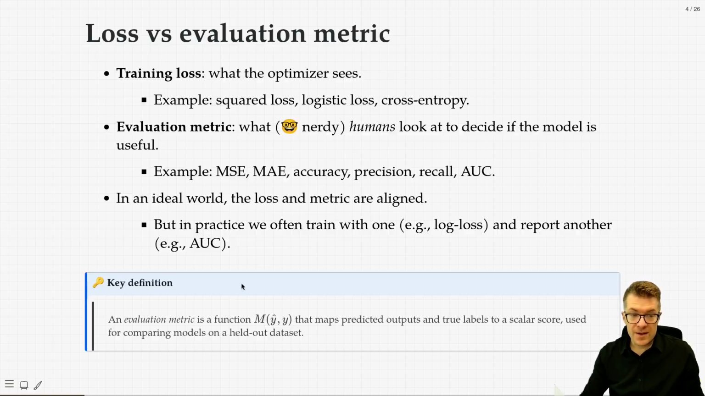So just to make it absolutely clear, this evaluation metric is a function. Here we're calling it big M, which compares y hat and y, that maps predicted outputs, here y hat, and true labels y, to some scalar score. So the output of this function is just a number that we're going to use to compare models on some held out data set.